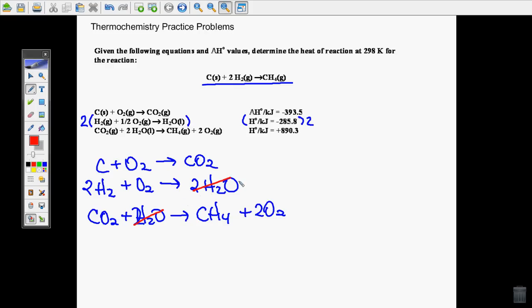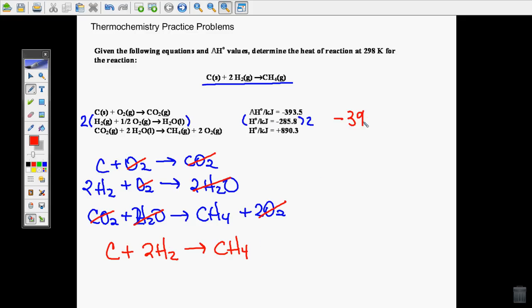I have two waters here, I can cancel. I have two O2s, and see I've got an O2 and O2. So I've got two O2s on this side. Those two will cancel. My CO2s will cancel. And I'm left with C plus 2H2 gives me CH4.